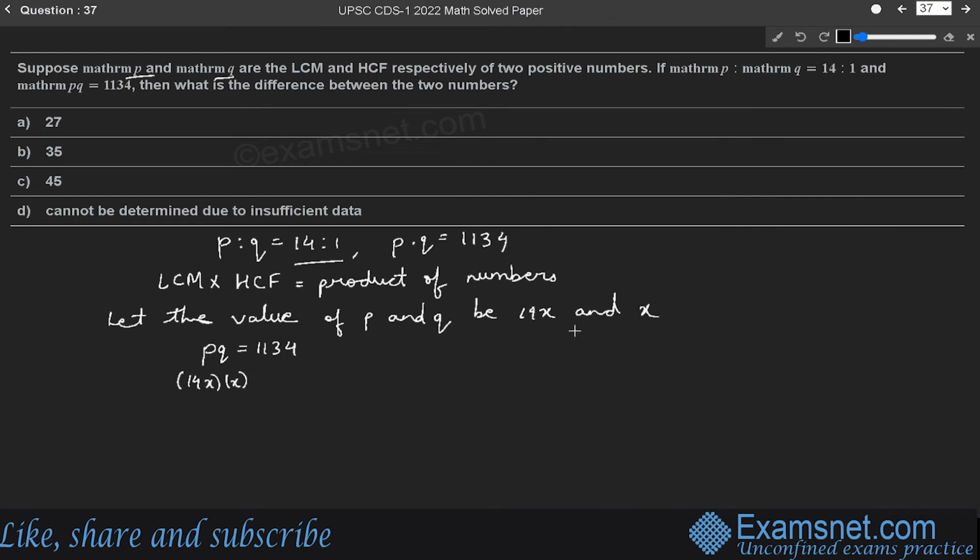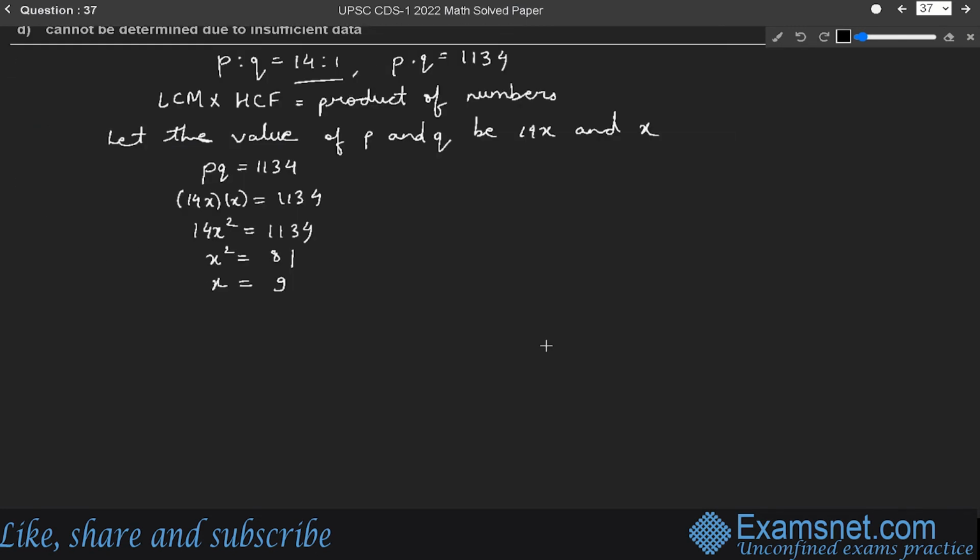14x into x is equal to 1134, which gives 14x square is equal to 1134, and x square is equal to 81. x will be equal to 9. So we can now find the values for P and Q. P will be 14 into 9, which gives 126, and Q will be 1 into 9, which is 9.